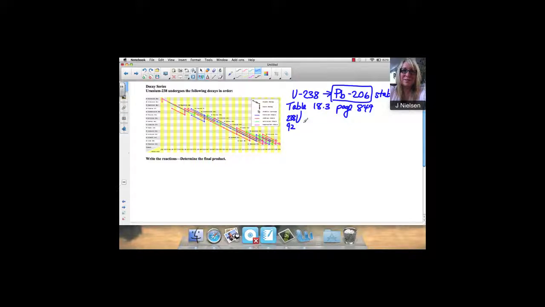92, and table 18.3 tells me it undergoes alpha decay, which is going to give me 234, 90, which is thorium. And then 234, 90 thorium undergoes beta decay, and that's going to produce 234, 91 Pa. 234, 91 Pa undergoes beta decay, and that's going to produce uranium 234.